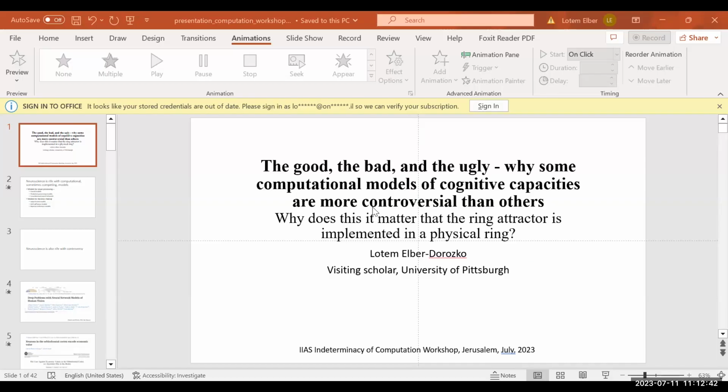Hello, everyone. I go against my nature and I'm already late by 2 minutes in addition to the 10-minute delay. So without further ado, the next talk will be by Lotem Elbert de Rochefort. She's a former student here at the Hebrew University for first degree, second degree, and third degree. She's now at University of Pittsburgh, and she's going to talk to us about the good, the bad, and the ugly: why some computational models of cognitive capacities are more controversial than others. I'll skip the subtitle, just let you talk. Okay, I'll say the subtitle.